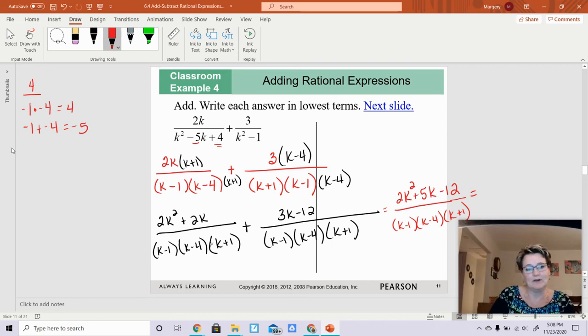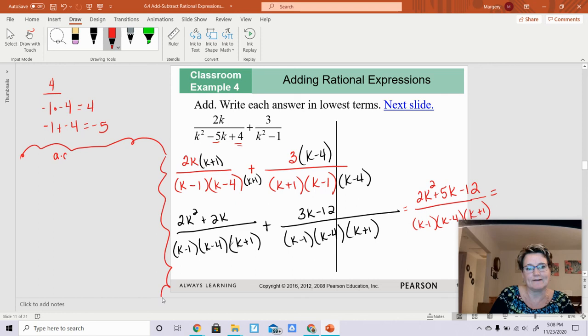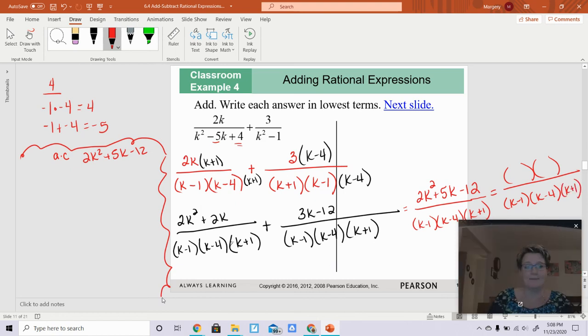So I'm going to put a little bubble over here somewhere, if it lets me. Okay, and so I'm going to try the AC method here, with 2k squared plus 5k minus 12. Remember, I'm trying to figure out if this can be factored. I don't know if I can, but I'm going to try. When you do the AC method, your A is 2, your C is negative 12. So it's going to be 2 times negative 12, which is negative 24. That is my targeted number.